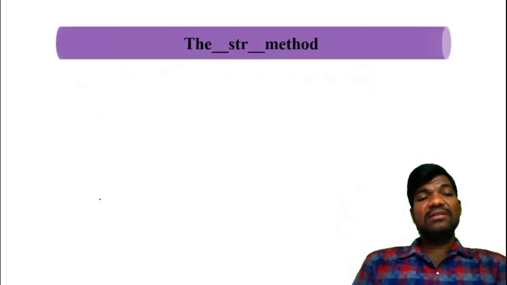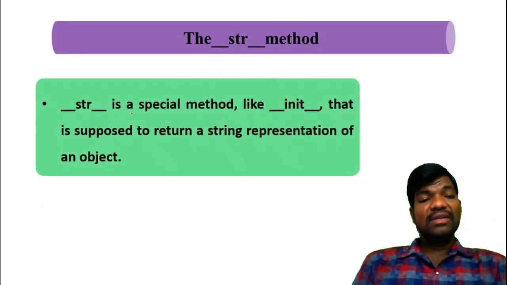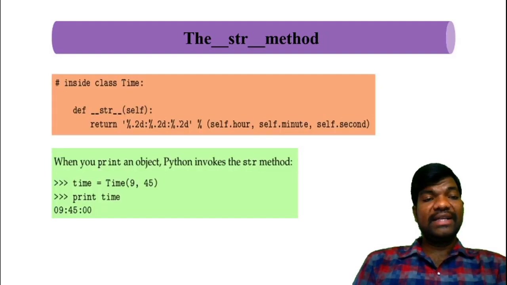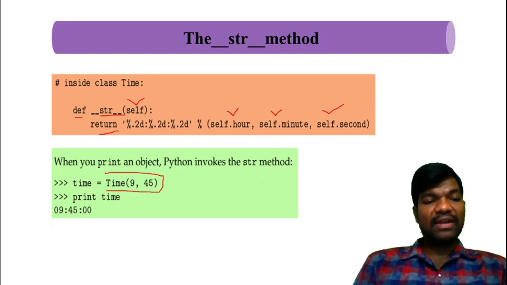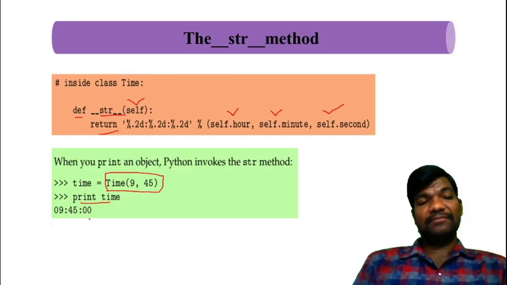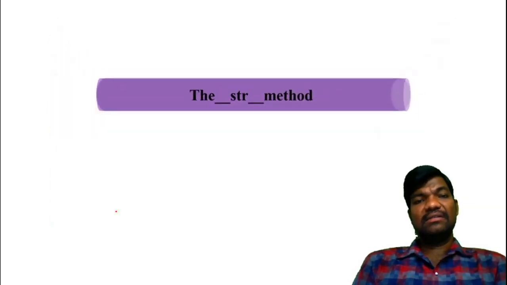Next, coming to the str method. It is similar to the initialization method, but it returns a string representation of the object. Let's check an example. Here I am defining str of self. What do we have to return? self.hour, self.minute, self.second. Time equal to Time(9, 45). Print time gives 9:45, right? So it is string format. So that is the str method.